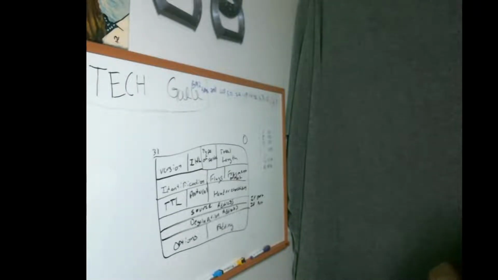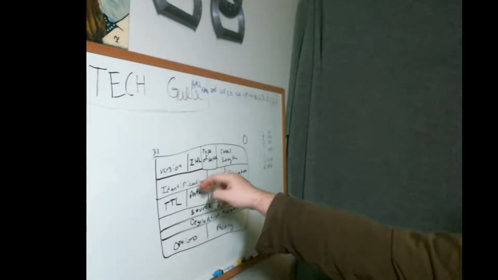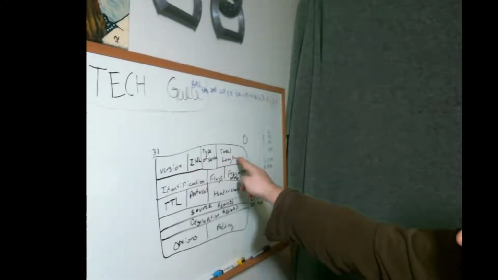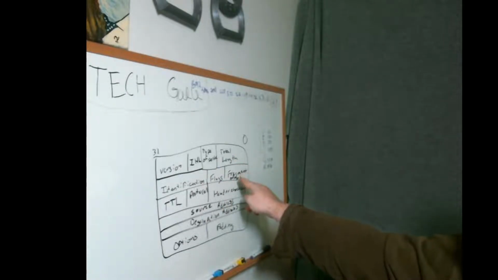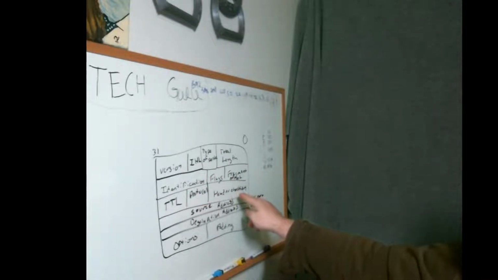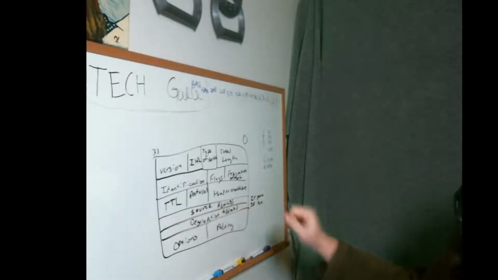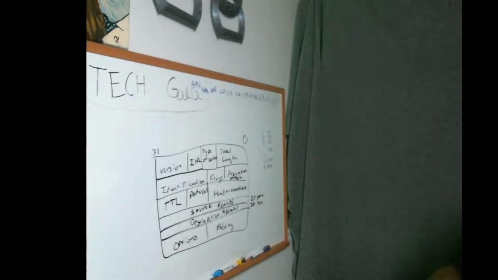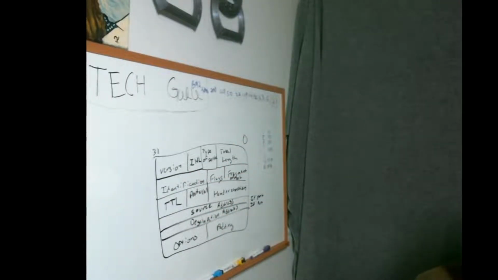So here we have the IPv4 layout. We have the version, the IHL, type of service, total length, identification, flags, fragment offset, TTL, protocol, header checksum, source address, and destination address, and then options, and then padding, just so it takes up a full frame.